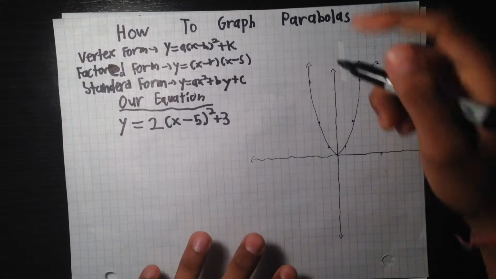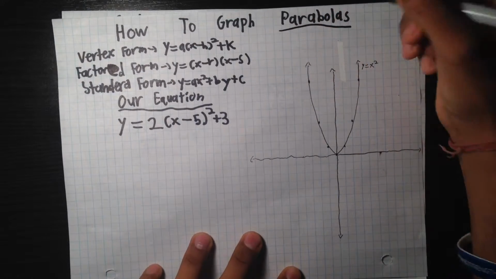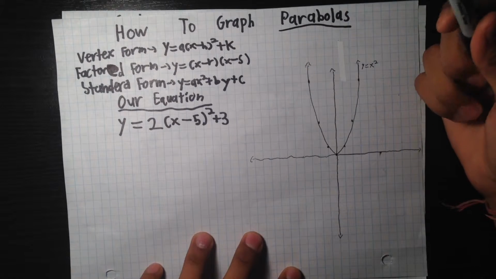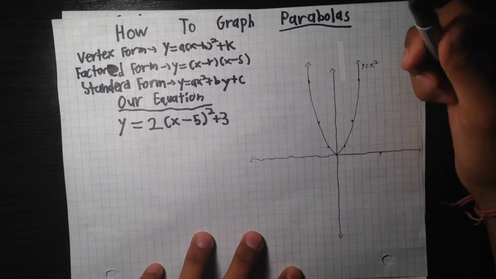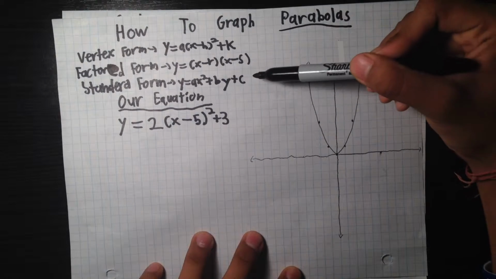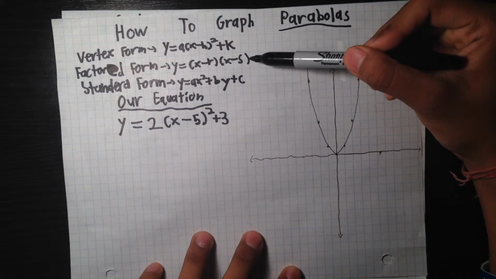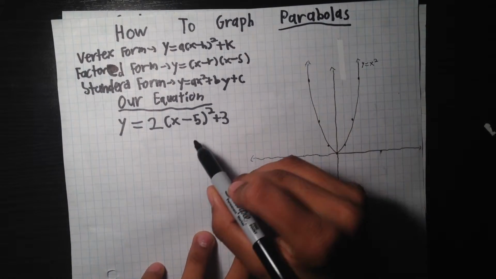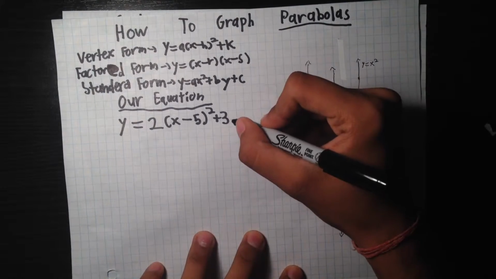How to graph parabolas. So as we know, in quadratics there are three equations or three forms that you're going to learn about. The first one is vertex form, second one is factor form, third one is standard form. Easy, mediocre, and hard. So these differ. First we're going to take a look at vertex form, the easiest one.